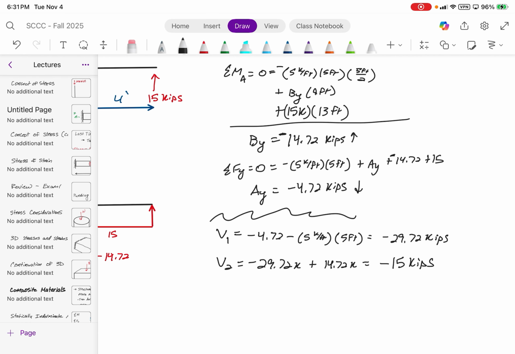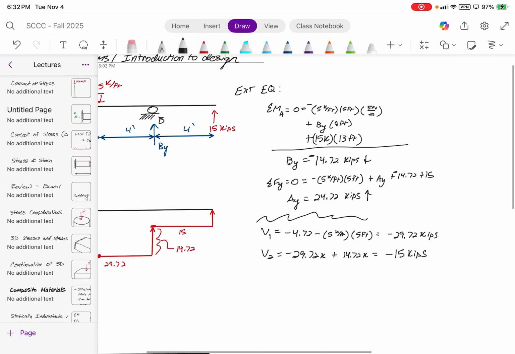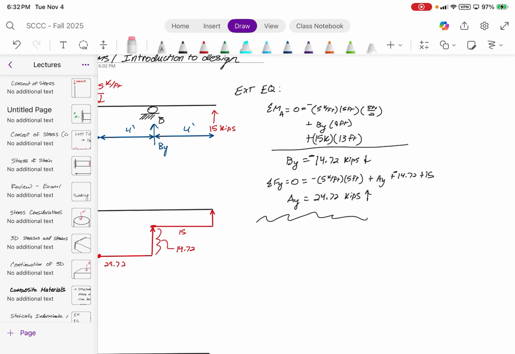So that means negative 5 times 5 minus 14.72 plus 15 times negative 1, which means that this reaction, what do you get for AY? Is it 24.72? Yeah. All right, so then that's technically downwards, and that's upwards. All right, first mistake of the semester.